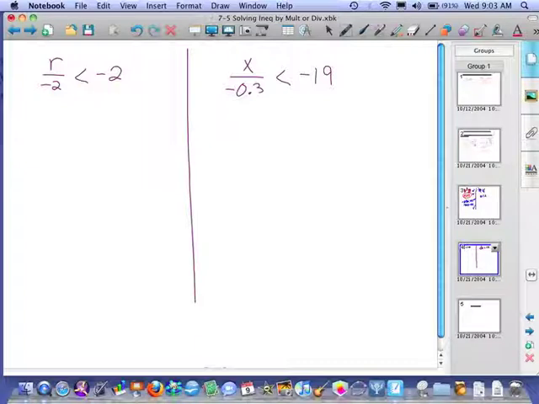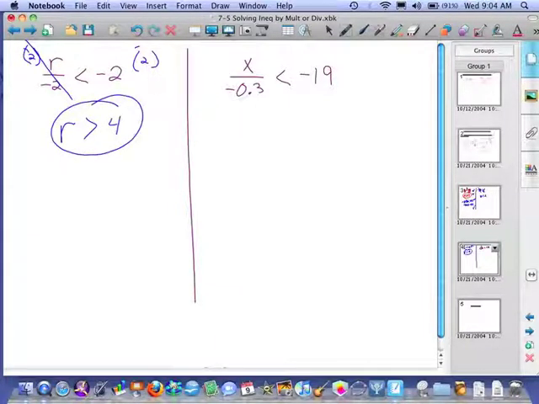Both of them are division equations, so we will actually multiply to solve. We multiply on the left-hand equation both sides by negative 2. And on the left, they cancel each other out. And we have to switch the symbol because we are multiplying by a negative number. And negative 2 times negative 2 is positive 4. So that's what that will end up looking like.